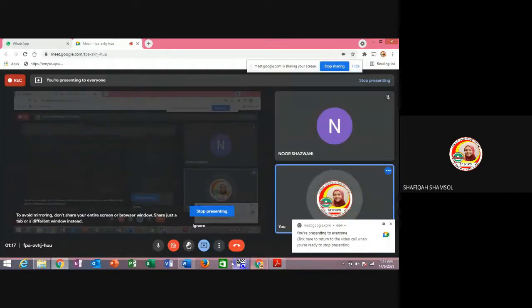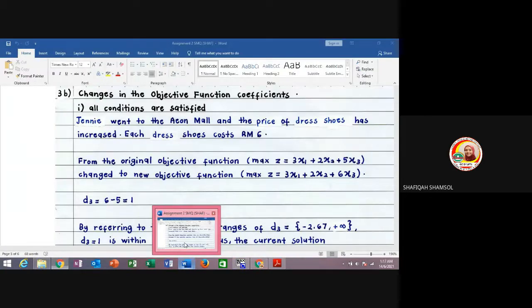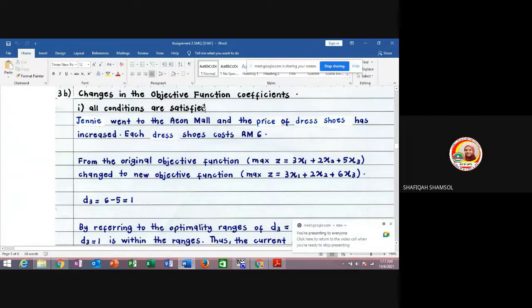Okay, for the next question, which is 3B, changes in the objective function coefficients. The first one is for when all conditions are satisfied. Jenny went to the Ion Mall and the price of the dress shoes has increased. Each dress shoes costs 6 ringgit. This is the original objective function, and this is the new objective function that we have changed. We changed the dress shoes cost, which is the X3.